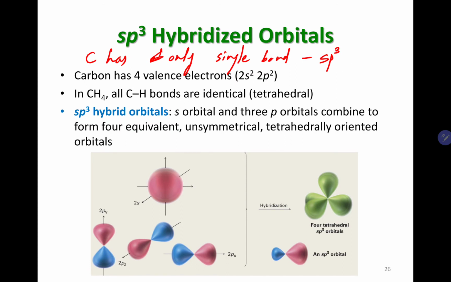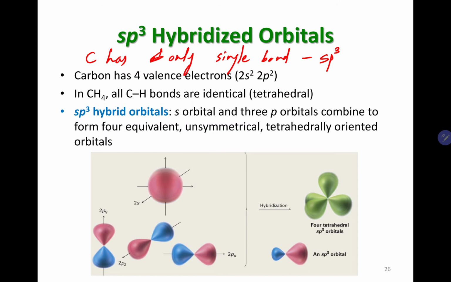In here, what happens is that the 4 electrons in carbon are present in s and p orbitals. In the 2s orbital you have 2 electrons, and in the 2p orbitals you have 2 electrons. But in order to make 4 single bonds, and ideally these 4 bonds should be identical, carbon actually rearranges its orbitals.